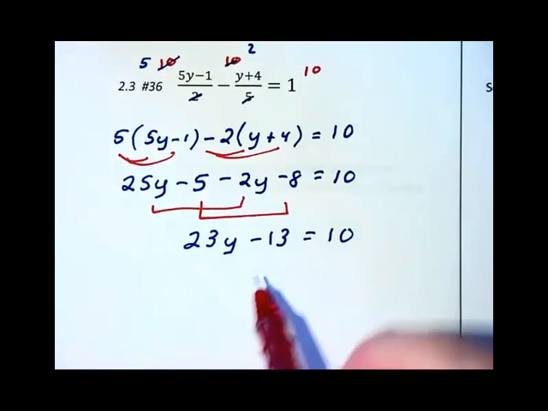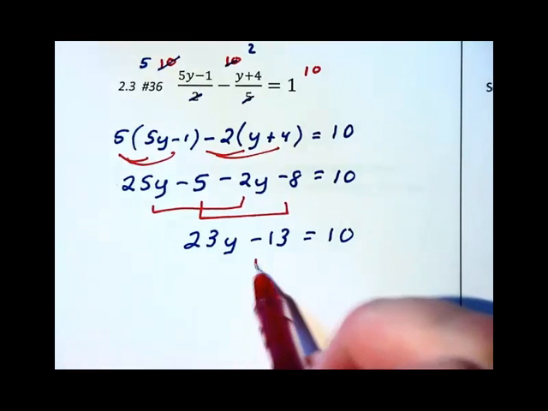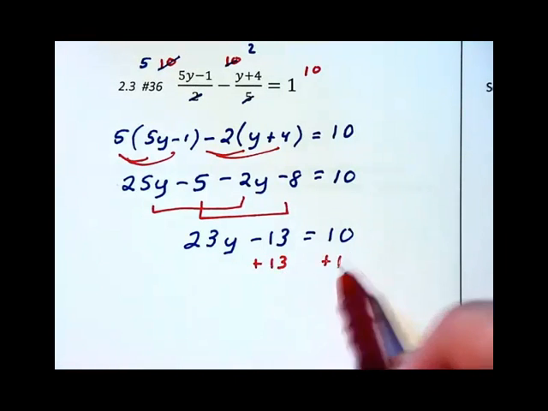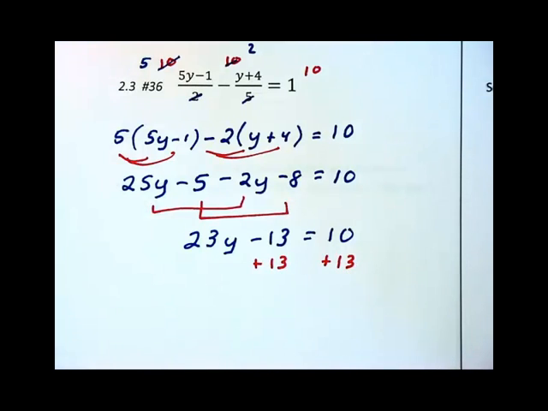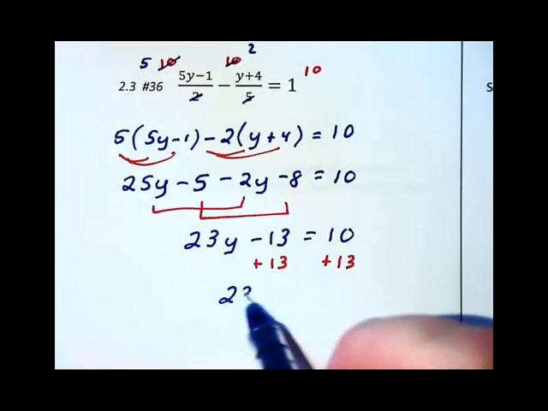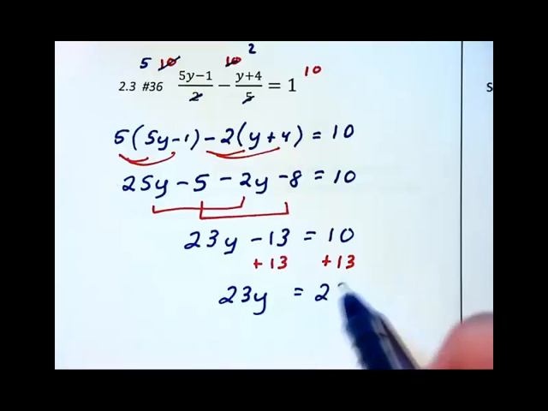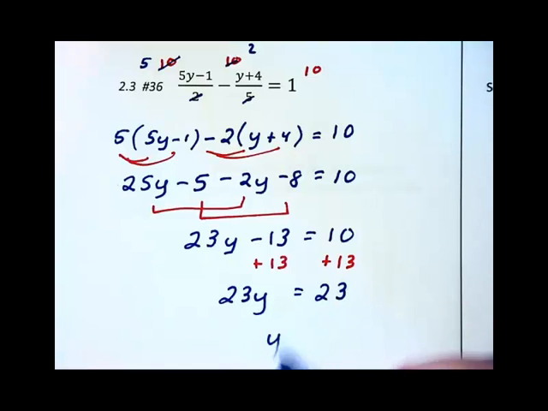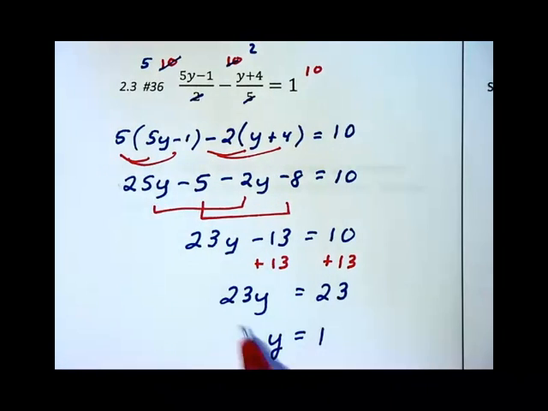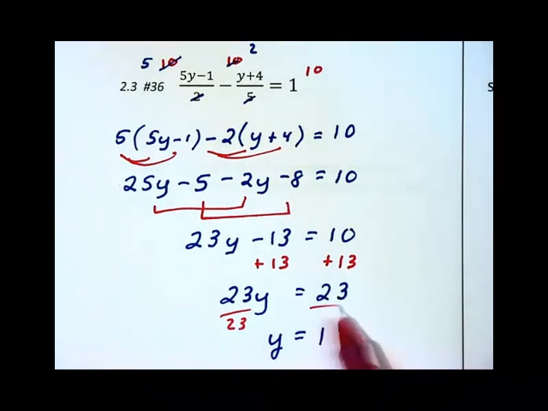We're then going to undo the subtraction of 13 by adding 13 to each side of the equation. And this will give us 23y equals 23, and dividing each side by 23 gives us a nice clean y is equal to 1, which will then check, if you choose to do so, up in the original equation.